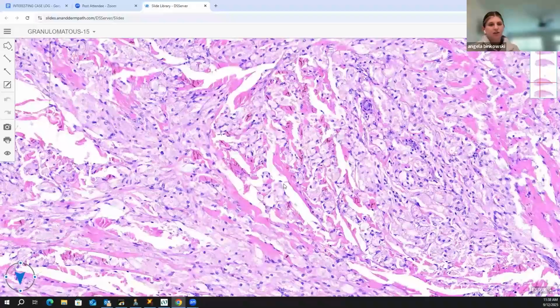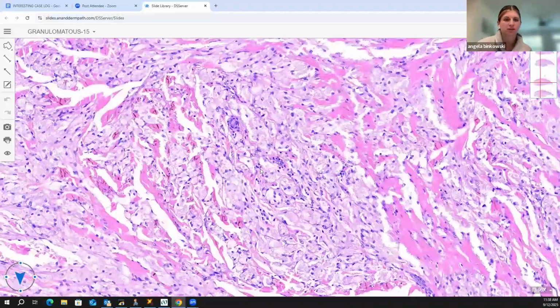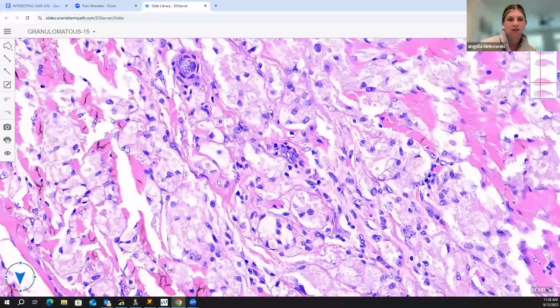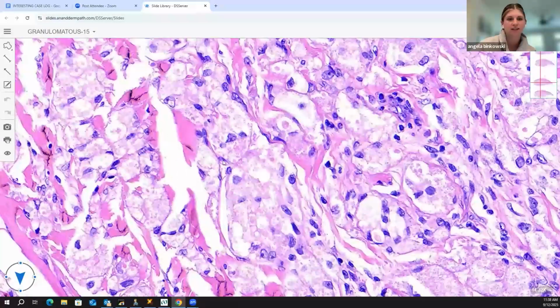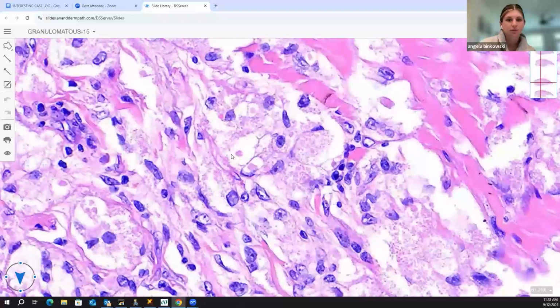So this one, we have a big nodule in the dermis, and when we zoom in on the cells, we can see that they're very, very grainy. And next to them, they have these pink dots or the pustulo-ovoid bodies. So I was thinking granular cell tumor.